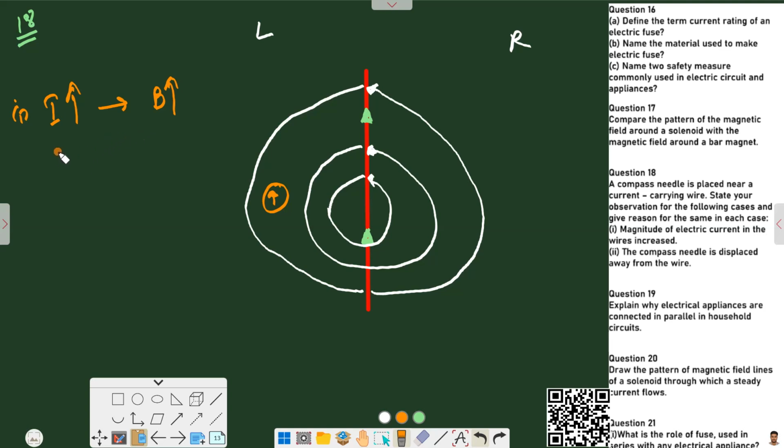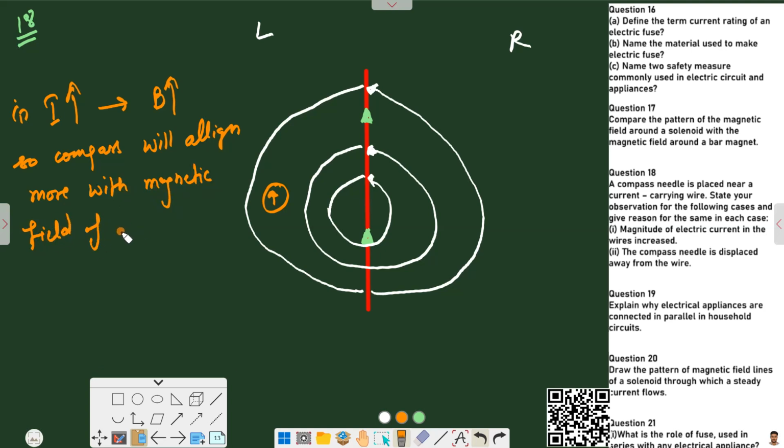So it will cause the compass to align more with the magnetic field of the wire. The more you increase the current, the more the magnetic field increases, and the more the magnetic field increases, the more the needle of the compass is forced to align with the direction of the magnetic field produced by the wire.